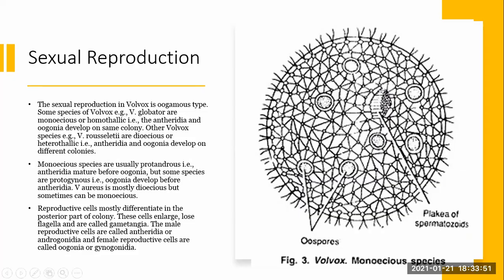In this diagram, we see plakea of spermatozoids, and some oospores are also seen in this diagram, and this is a monoecious species of Volvox.